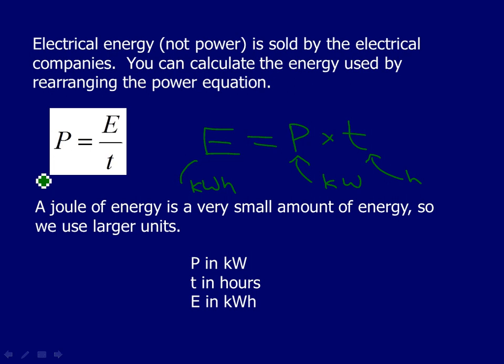Does the E still go in front of it? The equation is the same. It's just our units are different. Now instead of watts, we're going to have kilowatts. Will the time be in hours? Time will be in hours, and then we'll get our kilowatt hours.